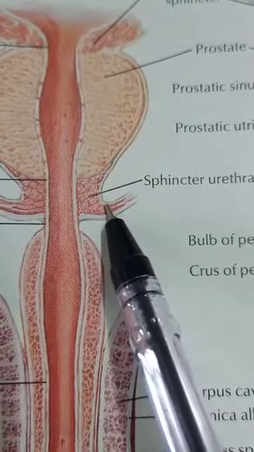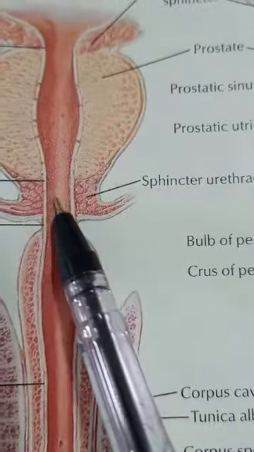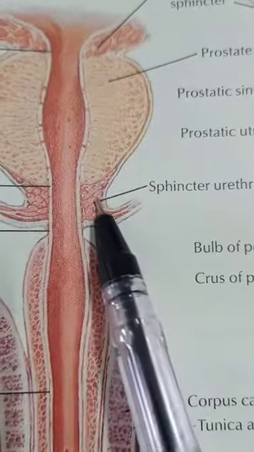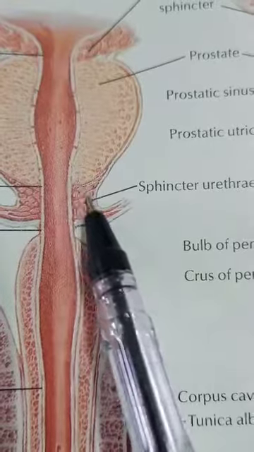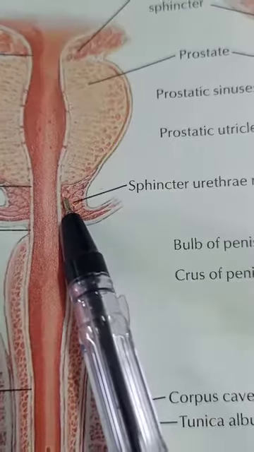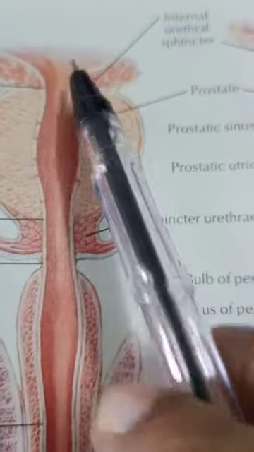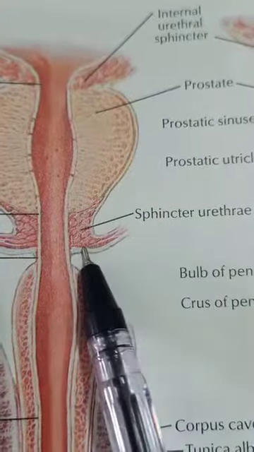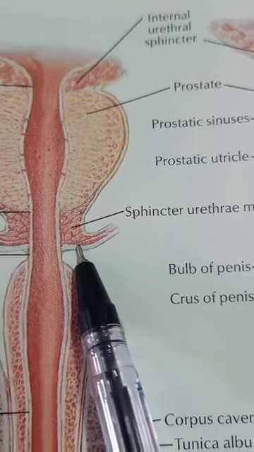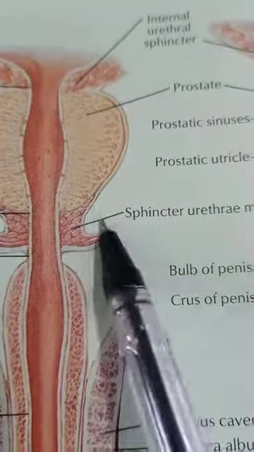So the external sphincter is seen surrounding the membranous part of the urethra. So this is the membranous part. Here you can see the sphincter urethrae muscles, which form the external sphincter. And it is supplied by the pudendal nerve, and it is voluntary in function, but the internal sphincter is involuntary, while this external sphincter is voluntary. So these are the two sphincters of the urethra, the internal sphincter and the external sphincter.